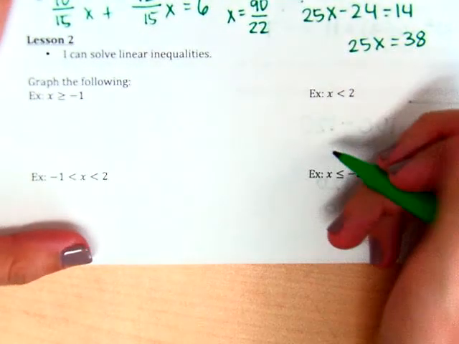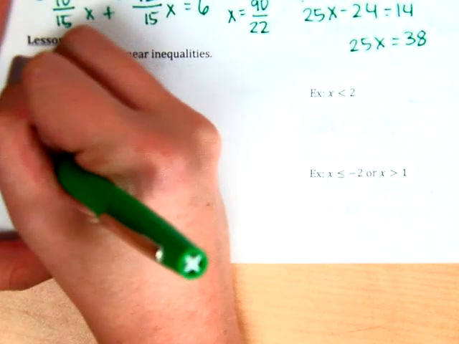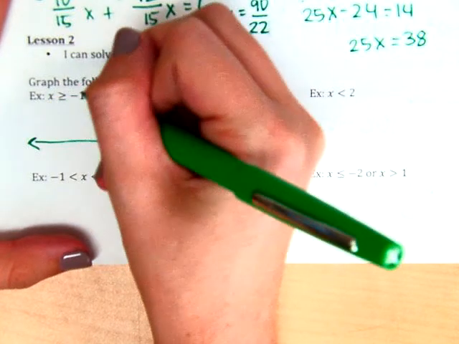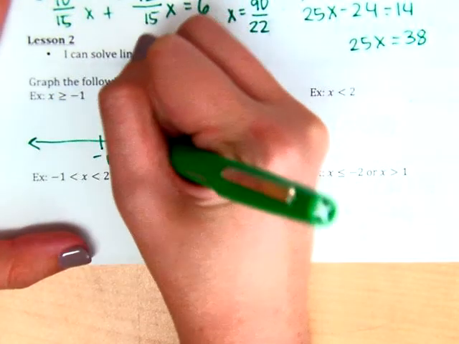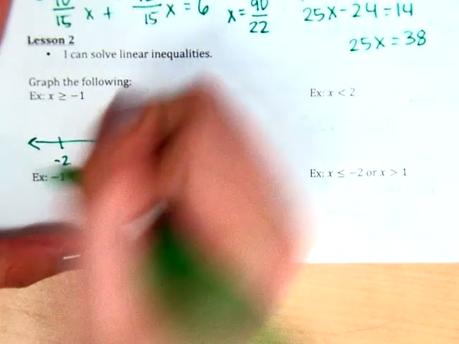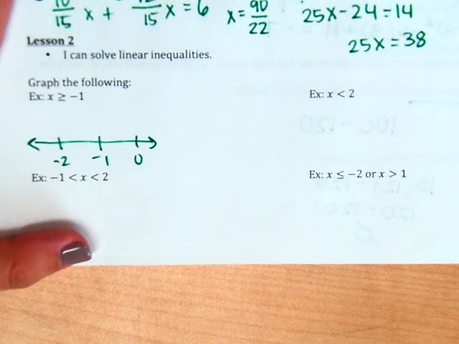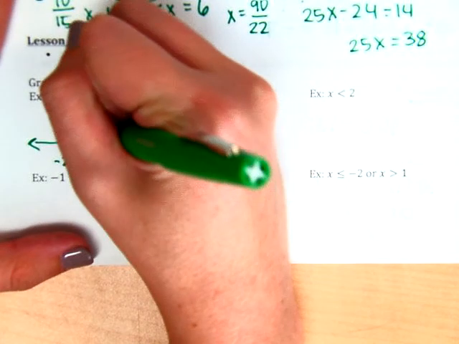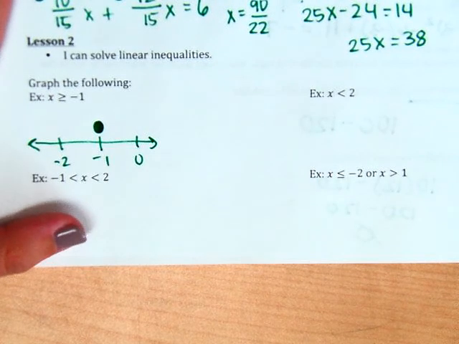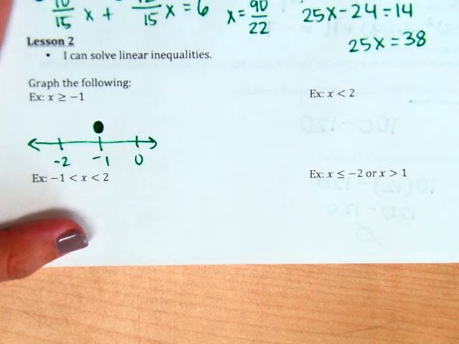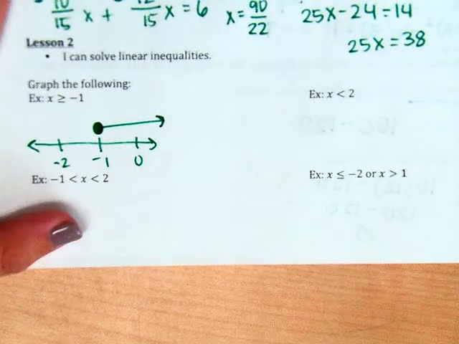Lesson 2, you're solving inequalities. So you're just graphing these on number lines. Like this one, I got x greater than or equal to -1. So I put my -1 on my graph. I put a 0, I put a -2. Greater than or equal to means I'm going to have a closed circle. That's what that equal to part means, that extra line on the bottom. And greater than goes to the right.